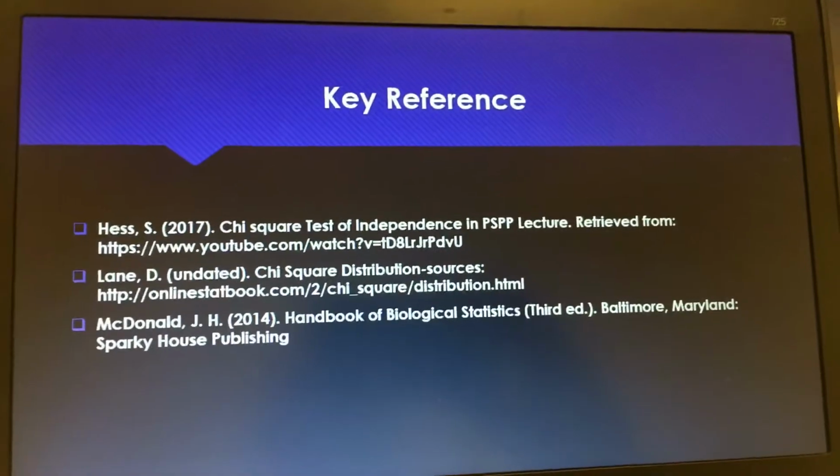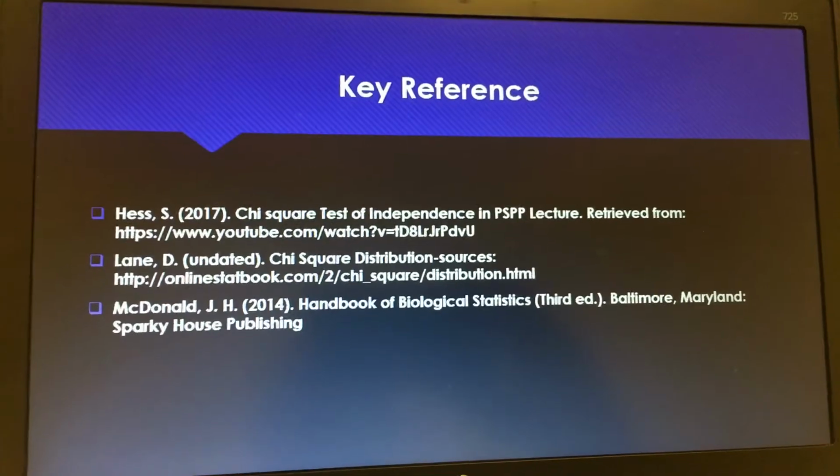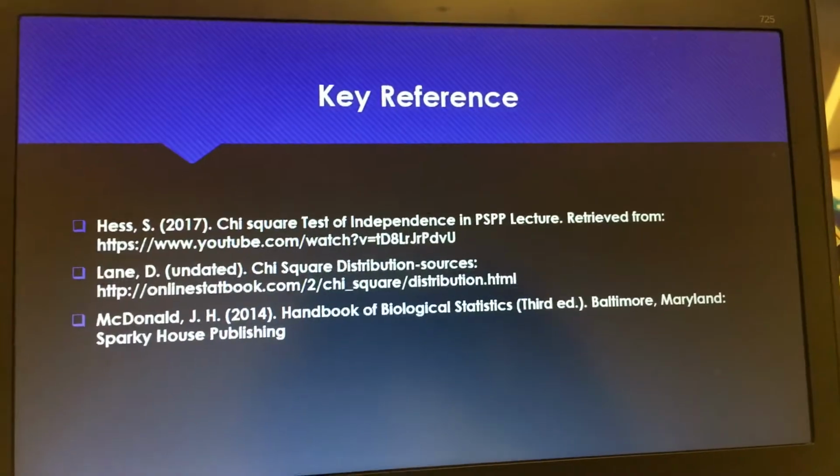Now, these were key references in case those of you who are interested. These are key references that you can use when you want to go in depth into this topic.